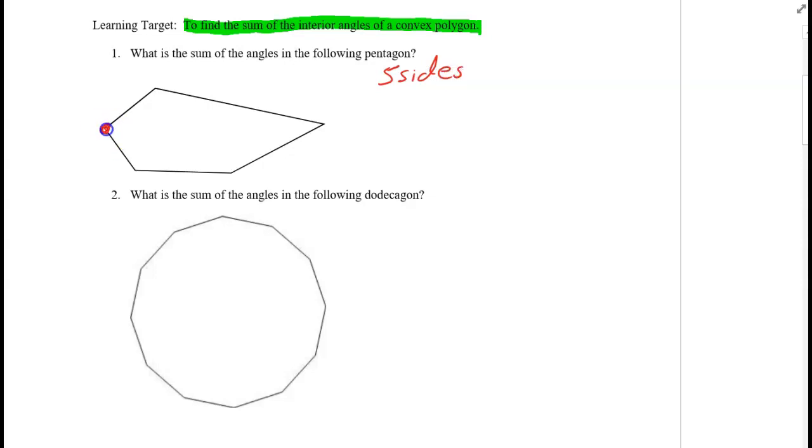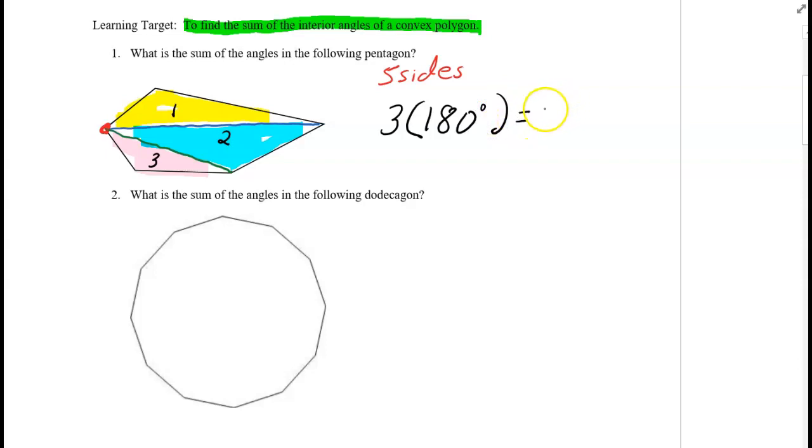So I'm going to put this red dot here and I'm going to draw this blue line, which we call the diagonal, and I'm going to draw the other diagonal from the red dot. And at this point you can see that we have a yellow triangle, we have a blue triangle, and we have a pink triangle. So there are a total of 1, 2, 3 triangles, and we know the angles in a triangle add up to 180. So 3 times 180 is 540 degrees.